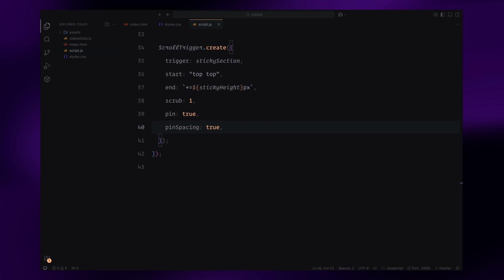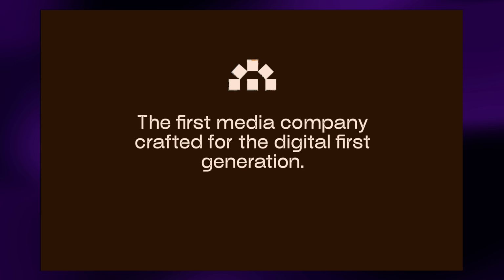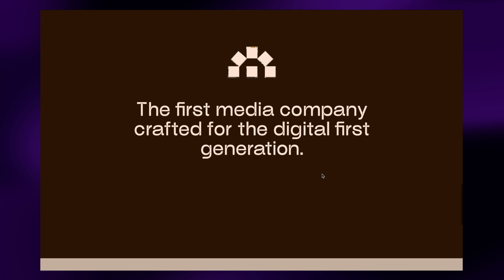We enable scrub with a value of 1, ensuring the animations are synced with the scroll position. This section is also pinned during the animation, meaning it stays fixed in place while the scroll animation plays out. This configuration lays the groundwork for triggering animations based on scroll progress.